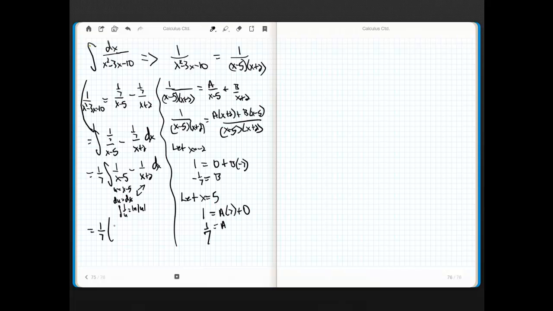So this is going to end up being the natural log of the absolute value of x minus 5. Again, you could just use substitution if you don't believe me, minus the natural log of the absolute value of x plus 2. And then, of course, let's not forget our plus c.